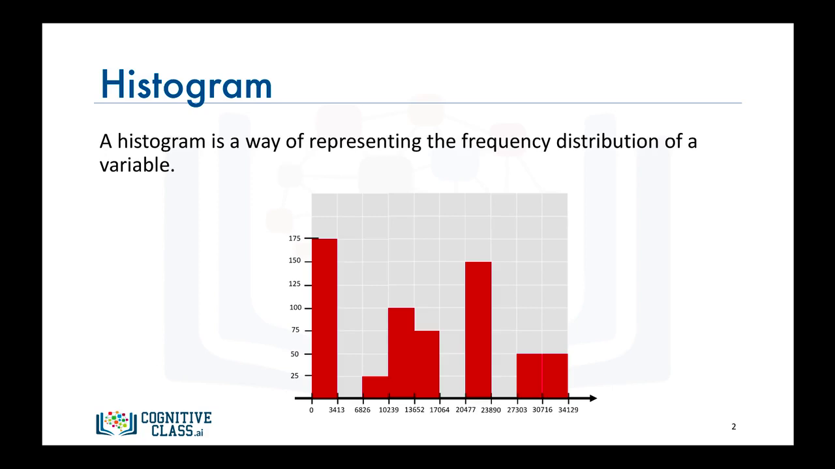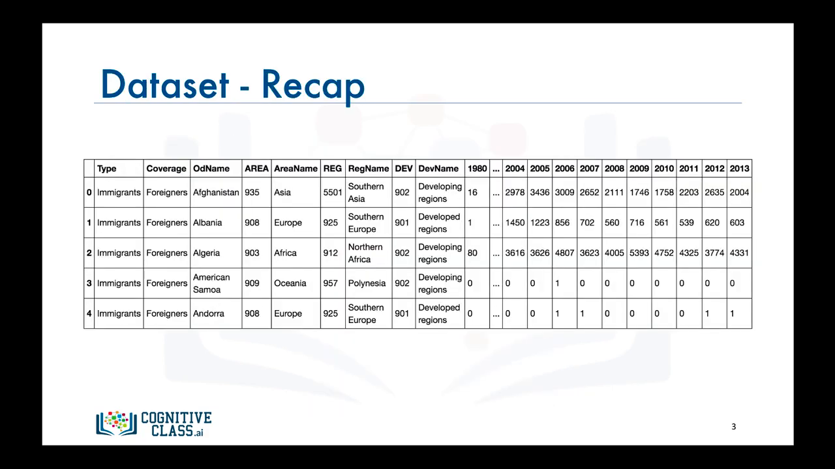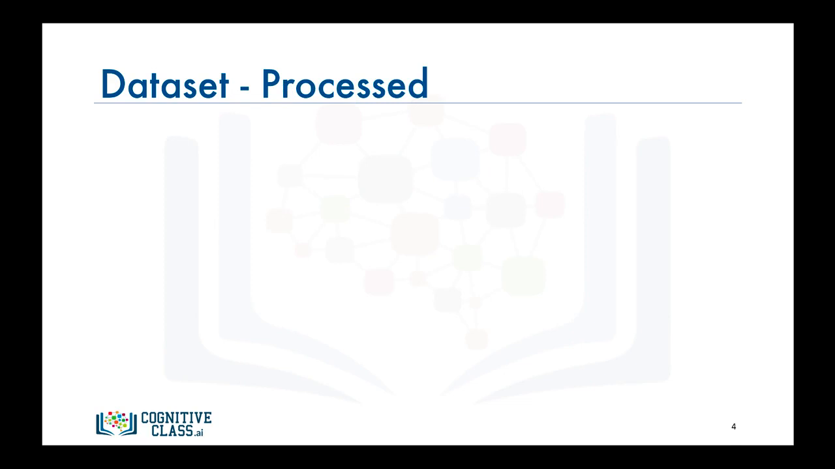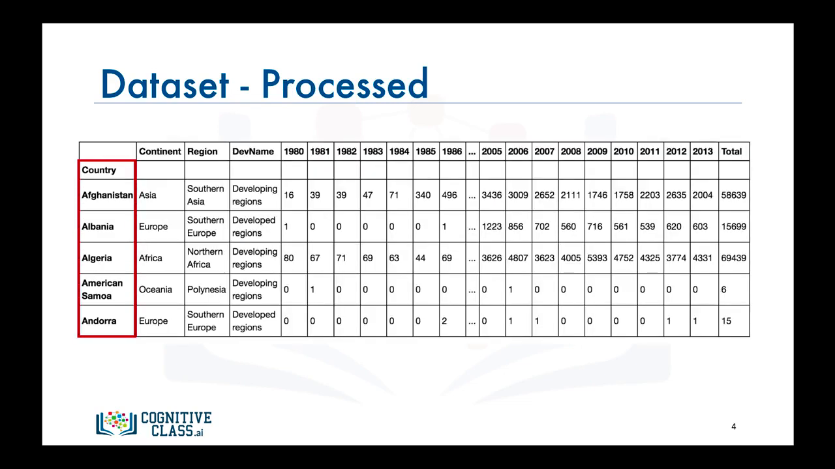So how do we create a histogram using Matplotlib? Before we go over the code to do that, let's do a quick recap of our dataset. Recall that each row represents a country and contains metadata about the country, such as where it is located geographically and whether it is developing or developed. Each row also contains numerical figures of annual immigration from that country to Canada from 1980 to 2013. Now let's process the data frame so that the country name becomes the index of each row. This should make retrieving rows pertaining to specific countries a lot easier.